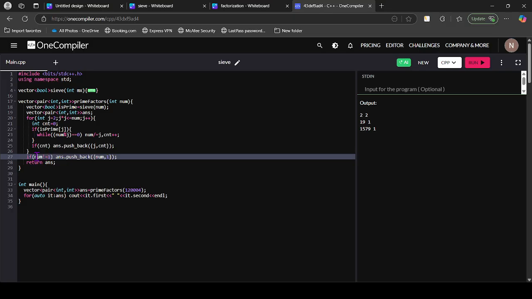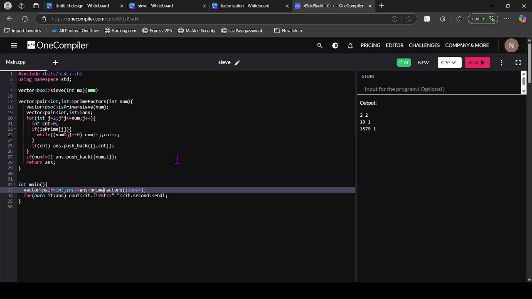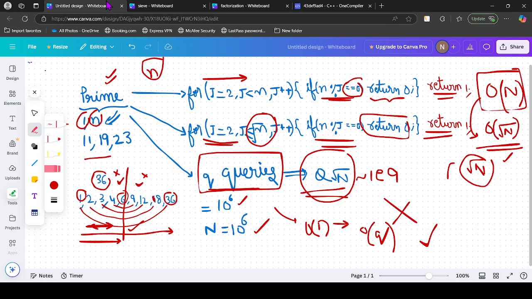But what if the number is not 1? It means that it is a prime factor and it is greater than root n. So we are pushing it back into the vector and finally getting the answer. So in this way we can find prime factors using Sieve in optimal time complexity.